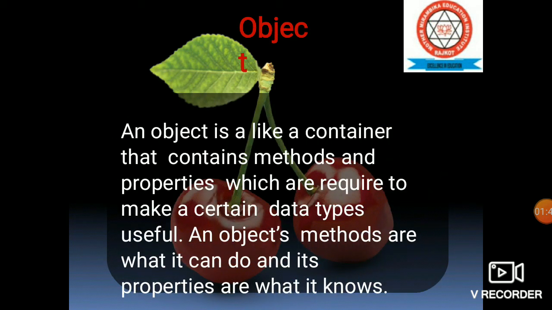Next is object. What is object? Object is an individual instance. Instance is another word for object. Object is an individual instance of the data structure defined by a class. You define a class once and then make many objects that belong to it. Objects are also known as instances, or in other words, it is like a container that contains methods and properties which are required to make certain data types useful. An object's methods are what it can do and its properties are what it knows.